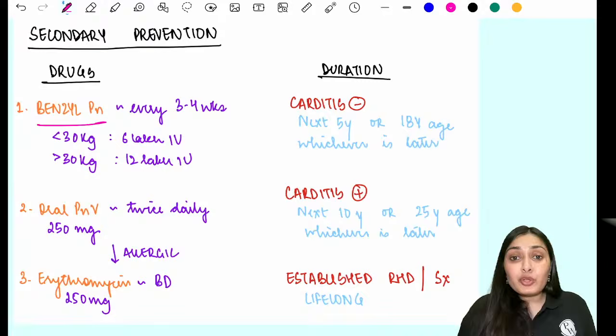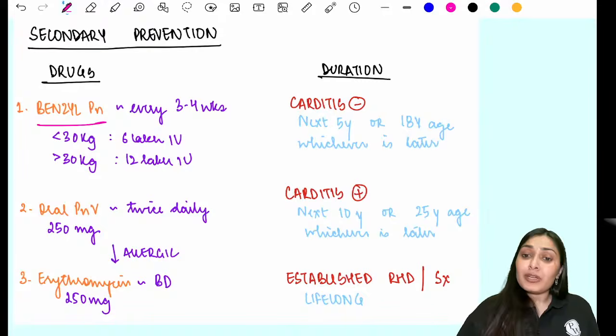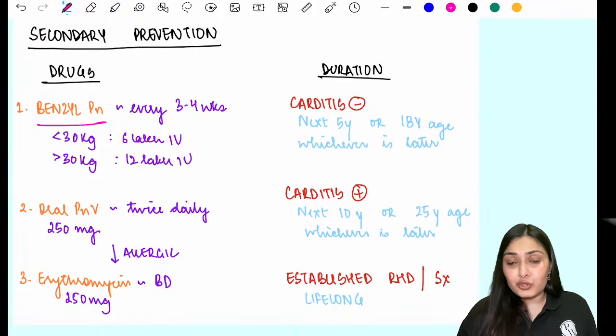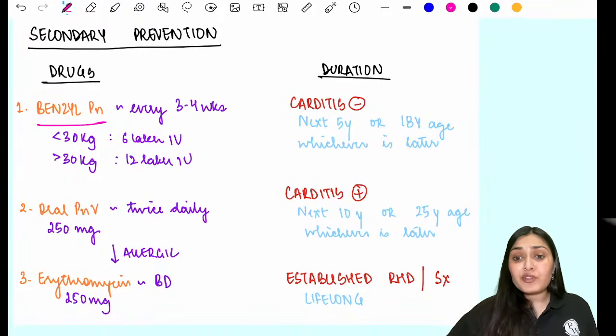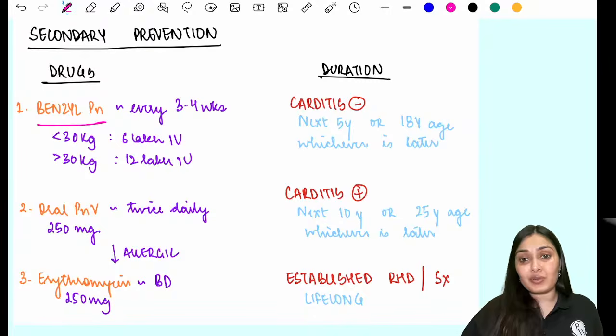What is important for you in the exams is the duration, for how long the child has to take these penicillins or erythromycin. So remember, if there is no carditis, then for the next 5 years or 18 years of age, whichever is later. For example, if the child is 12 years of age, then the next 5 years he will be 17, but the criteria says whichever is later. That means I will ask the child to take this till 18 years of age. That means another 6 years.